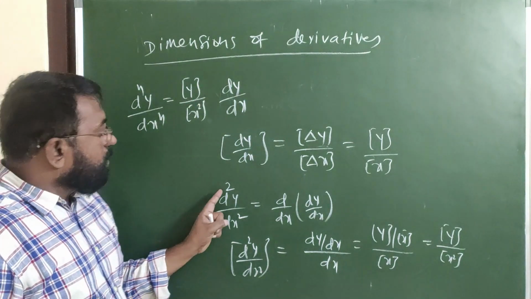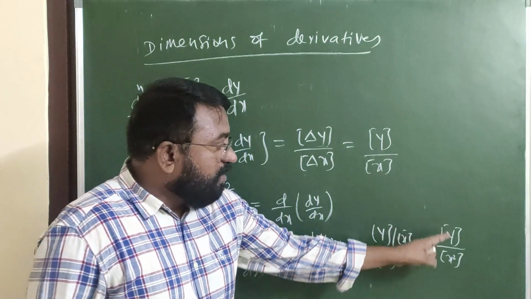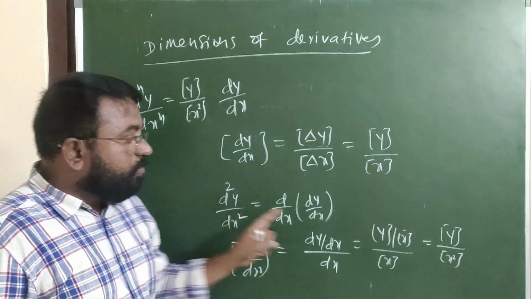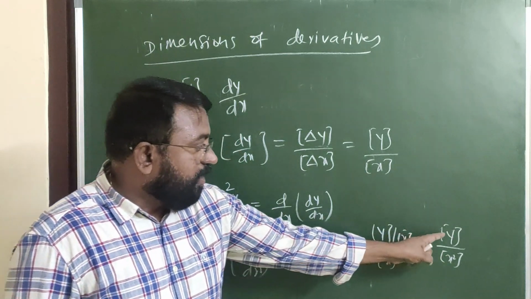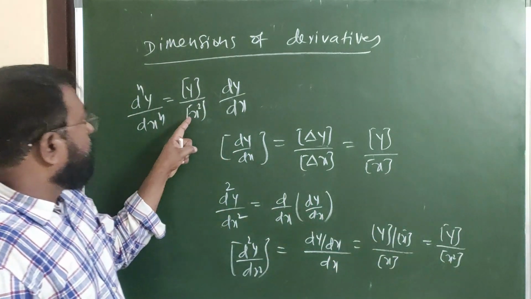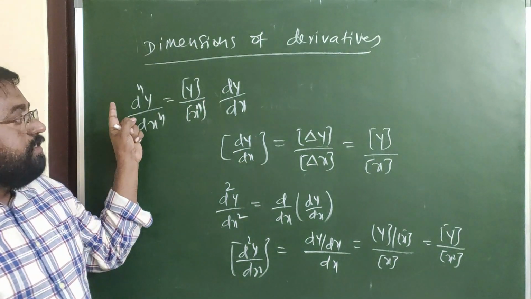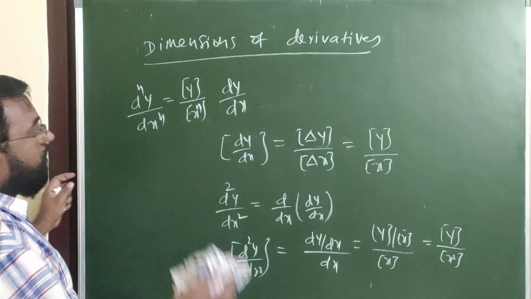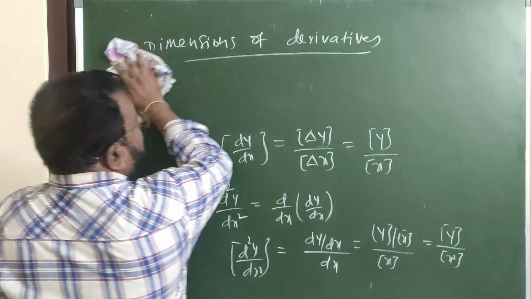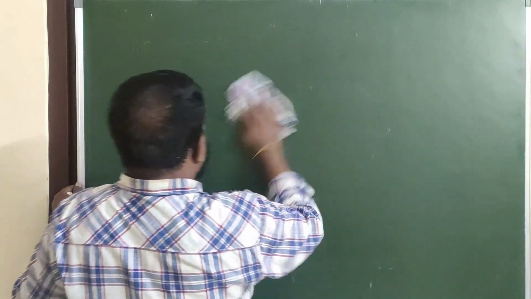See, compare this one. Here, d square y by dx square is y by x square. In the second derivative, x is squared, and y appears only once. Like that, the nth derivative is y by x to the power of n. Like this, we can derive the dimensional formula for derivatives, and also the dimensional formula for integrals.